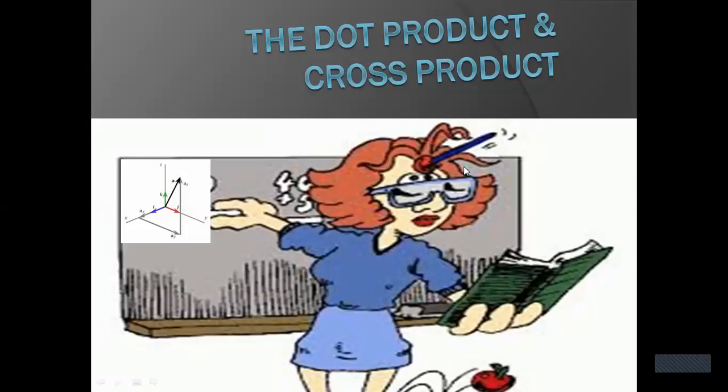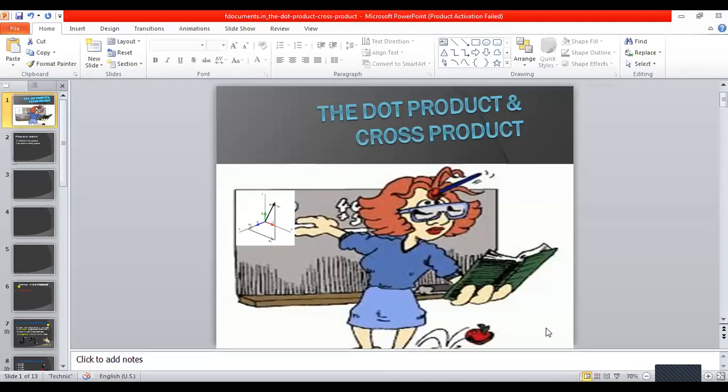So please use the chat box. Correct, it is 3.46. And the unit vector A bar AB is equal to, just tell me the answer. 0.577 a bar x plus 0.577 a bar y plus 0.577 a bar z. Correct.